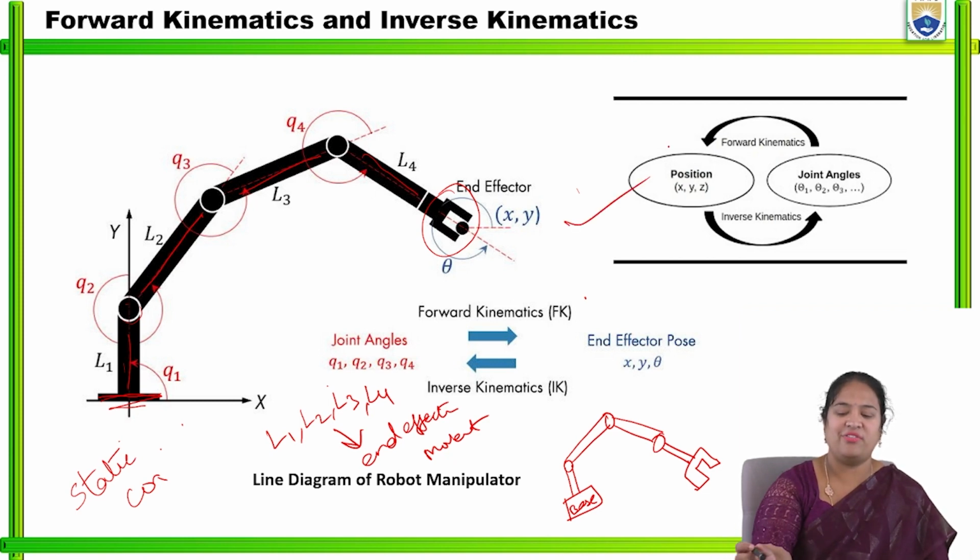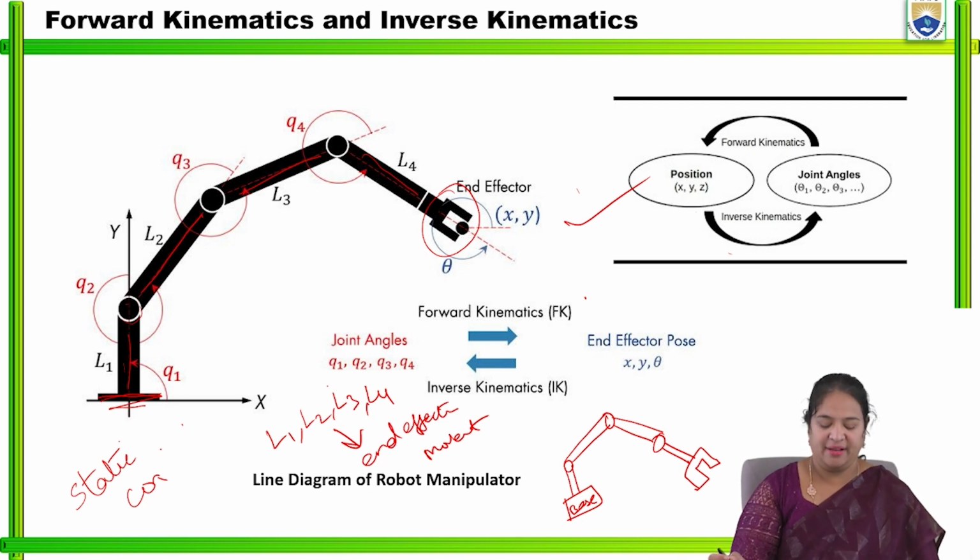As you can see in this figure, in forward kinematics, what is happening? As the joint angles are known, we will find out the position of the end effector. Whereas in the inverse kinematics, with the help of the end effector position, we will find out the joint angles. We will find out the angle of the joint. So this is known as the forward kinematics and inverse kinematics.